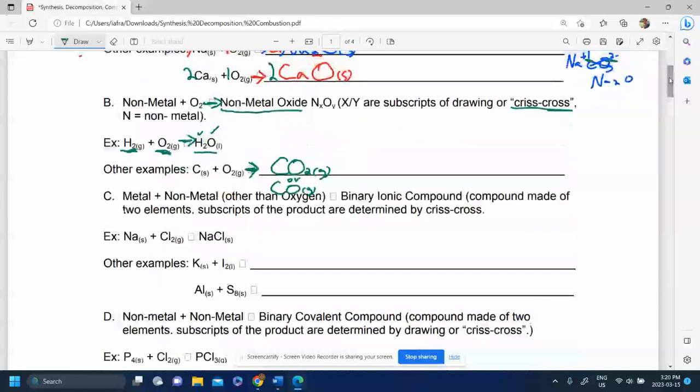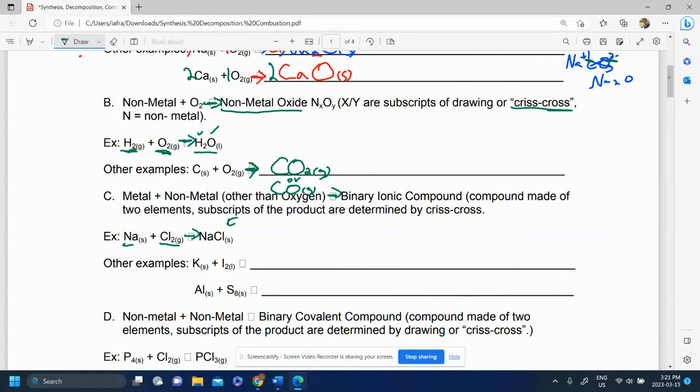So our case C is a metal and nonmetal other than oxygen. It's very similar to what we've already seen, except we're just not dealing with oxygen. So if a metal reacts with a nonmetal, it'll make a binary ionic compound, which is just an ionic compound made up of two different elements. A good example is sodium reacting with chlorine. When they react, they produce sodium chloride. You can see a binary ionic compound has been formed.